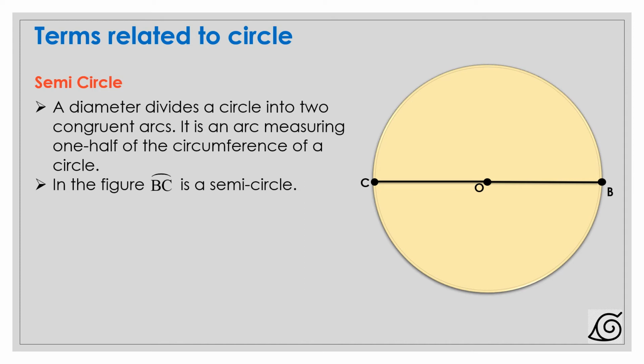Next is the semicircle. Semicircle is a diameter divides a circle into two congruent arcs. So as you can see here, ito po, meron pang upper part at bottom part. It is an arc measuring 1/2 of the circumference of a circle. So in the figure, arc BC or arc CB is a semicircle. Ayan po.